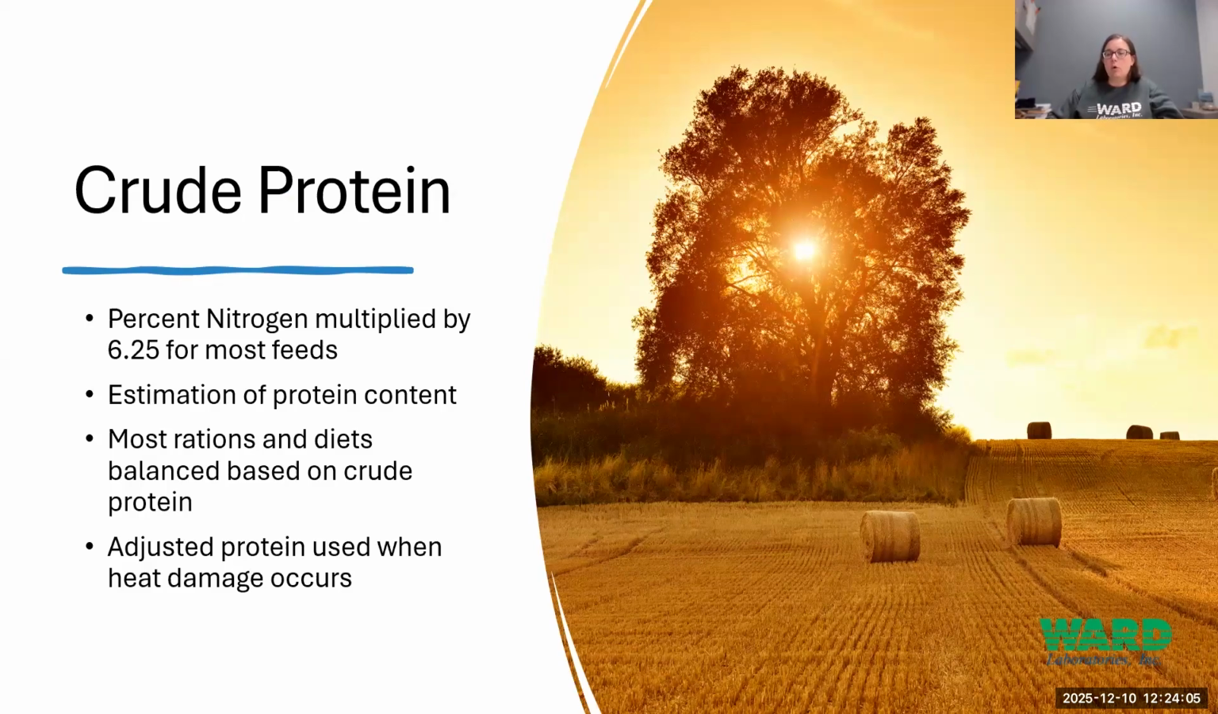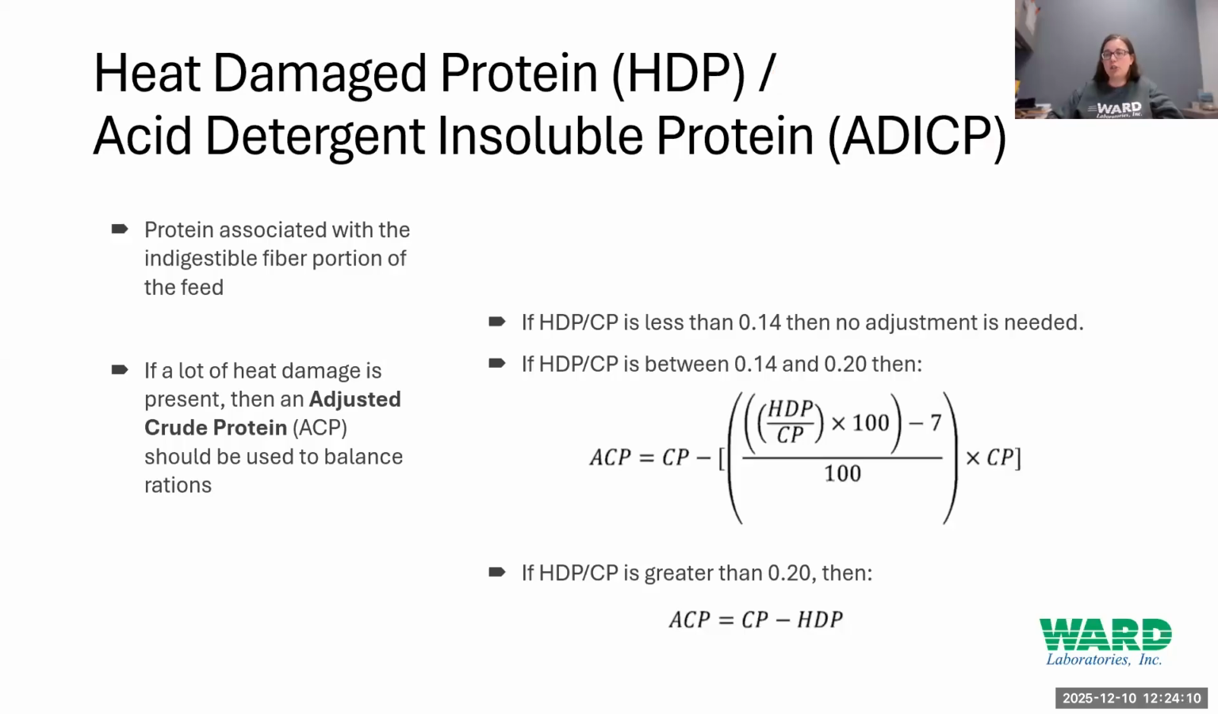So this is what most rations and diets are going to be based on. And then, like I said, this year, especially in Nebraska anyways, I don't know how your seasons were, but we had a lot of rain, especially when we were trying to get stuff baled up. And so this year, the heat damage protein has been a real challenge. And so we are encouraging producers to go off the adjusted crude protein when heat damage protein is pretty prevalent.